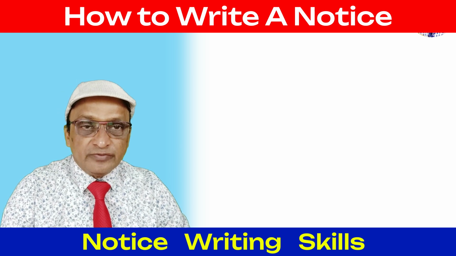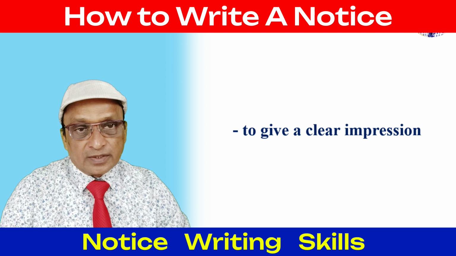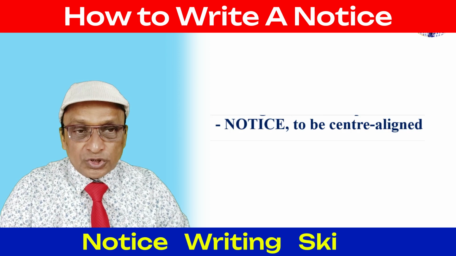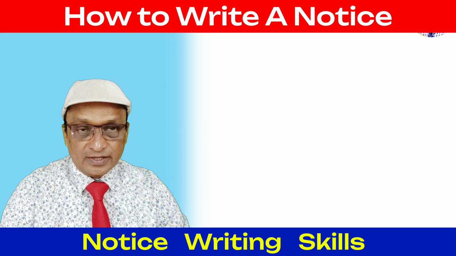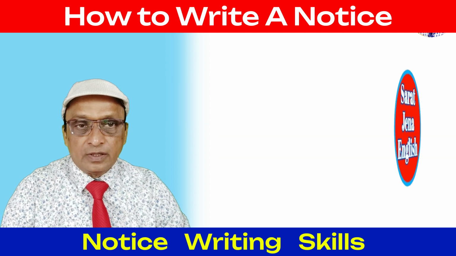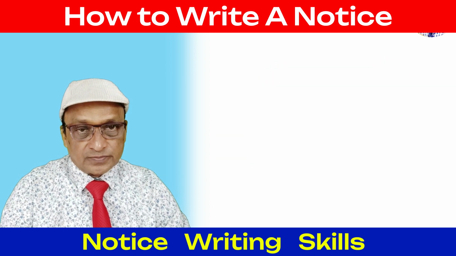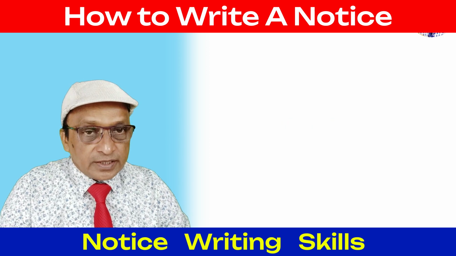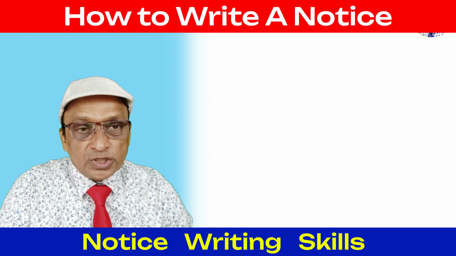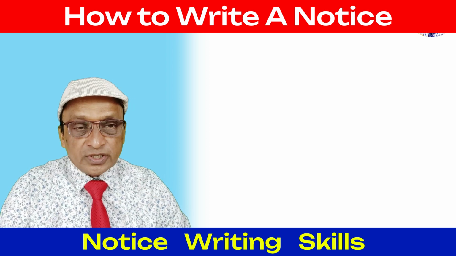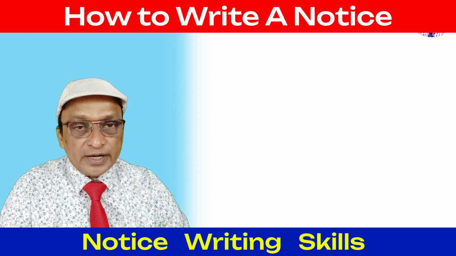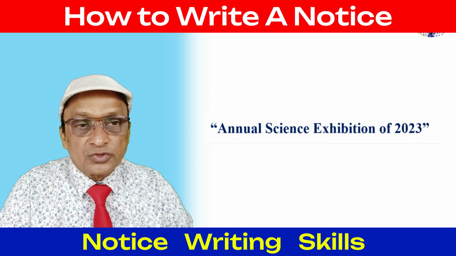Now, the third part of the format is simply the mention of the word NOTICE. This word notice is given to give a clear impression that the writing carries certain information for the target groups. And this word notice should be center aligned, like the name of the organization. Now, following this word notice comes the subject line. The subject line contains the gist of the notice. Gist is the central idea. For example, if the notice contains information relating to a science exhibition in the school, the heading line should accordingly contain the heading Annual Science Exhibition of 2023.